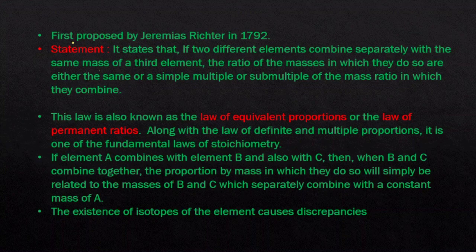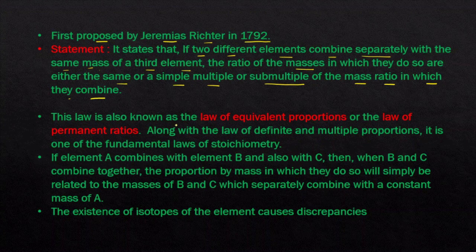The law of reciprocal proportion was first proposed by Jeremiah Richter in 1792. It states that if two different elements combine separately with the same mass of a third element, the ratio of the masses in which they do so are either the same or a simple multiple or submultiple of the mass ratio in which they combine.